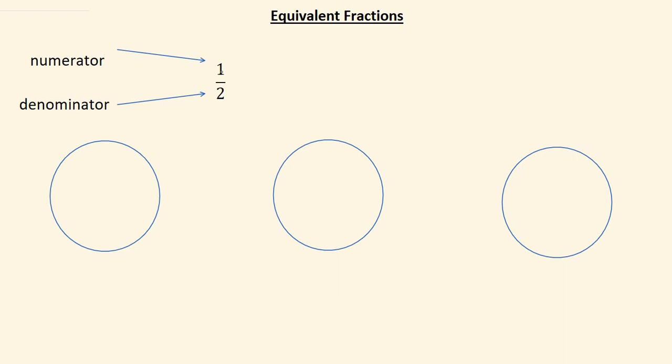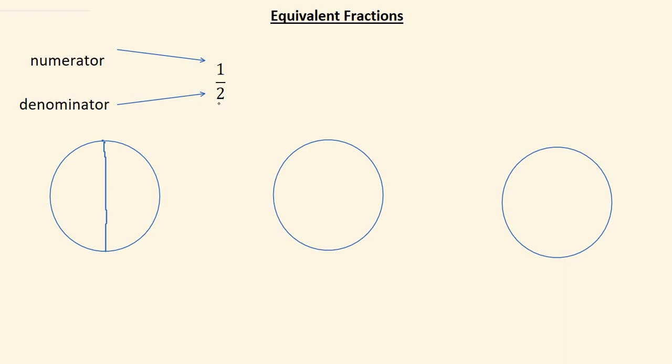So with the denominator, the denominator tells you how much to split any particular shape or amount of money or whatever it happens to be. It tells you how many pieces to split it into. So if I was to show you on this first circle here, if I put a line down the middle, I am cutting that circle into two pieces.